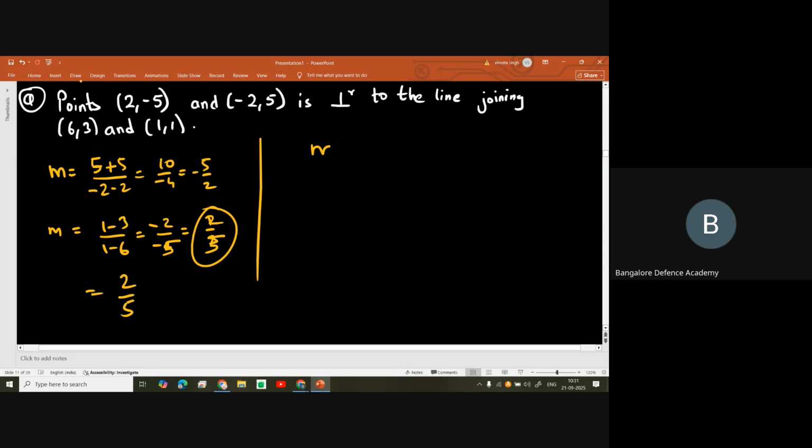Sorry. Now you'll have to find the product and you should get it as minus 1. So minus 5 by 2 into 2 by 5. So 5 and 5 get cancelled, 2 and 2 get cancelled. You get minus 1. So that is the right answer. So these two points are on lines which are perpendicular to each other. Ready? Shall we move ahead now? Next type of questions. Ready?